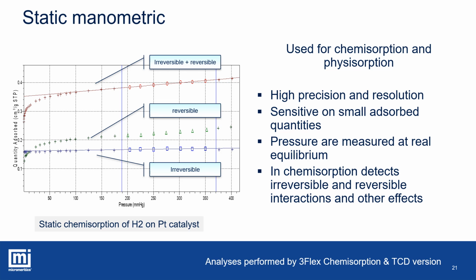Static systems need high vacuum, and the manufacturing quality is fundamental to avoid leaks that may affect the reliability of results. The sample activation procedure prior to static or dynamic chemisorption is generally the same, but the static method needs more time to complete the experiments compared to the dynamic ones.